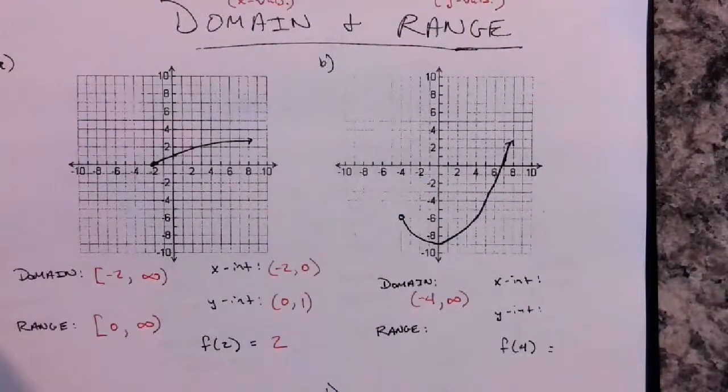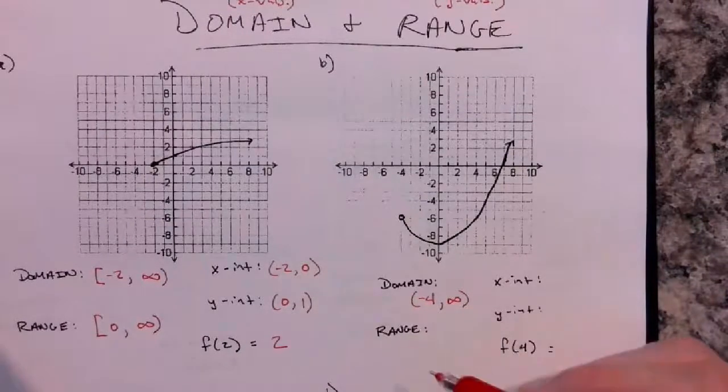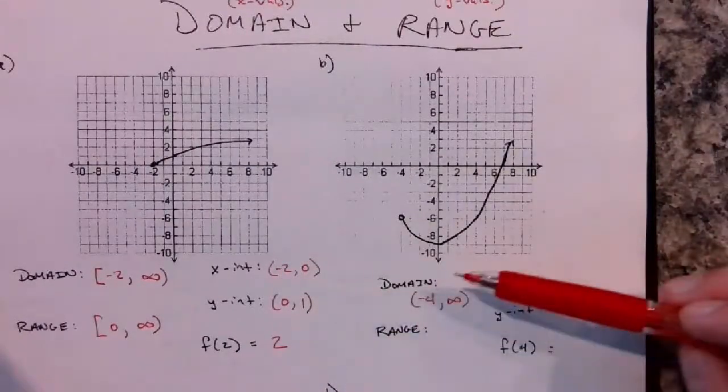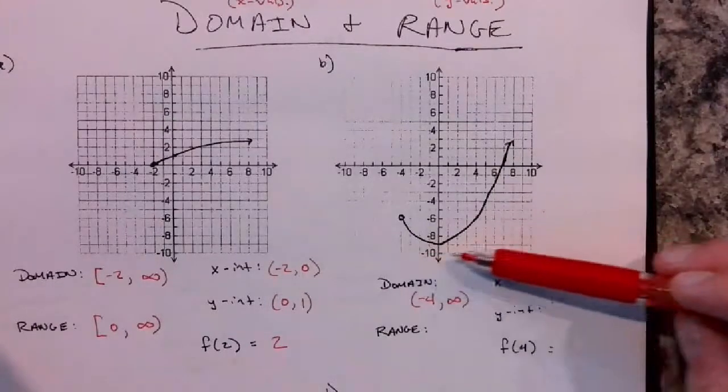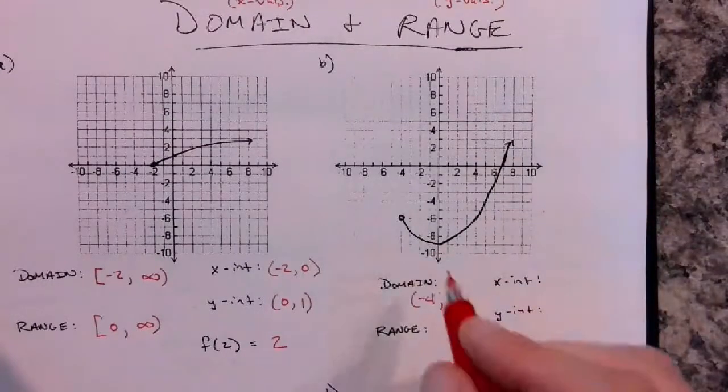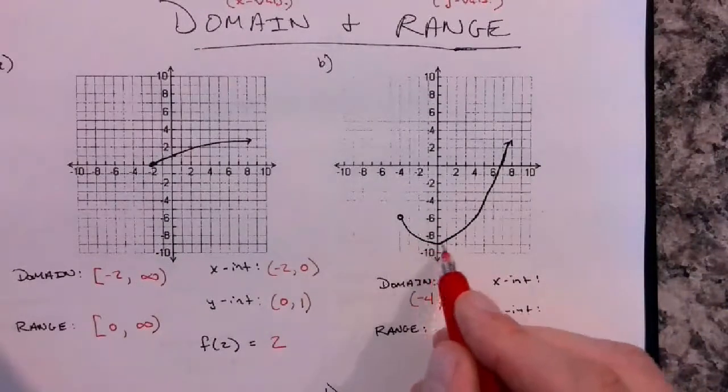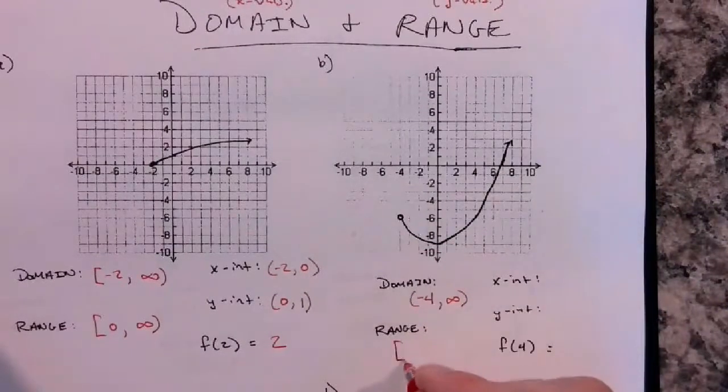For the range, we're talking about y values. So for the y values, we want these from lowest to highest. The lowest y value I have is down here at the bottom of the graph. So that y value is at -9. And do I include it? Well, the line going through it means it's included. So we put a bracket, negative 9. That means you're including it.